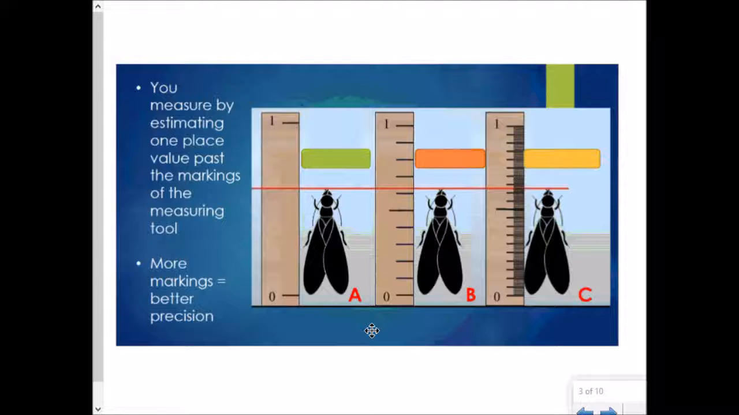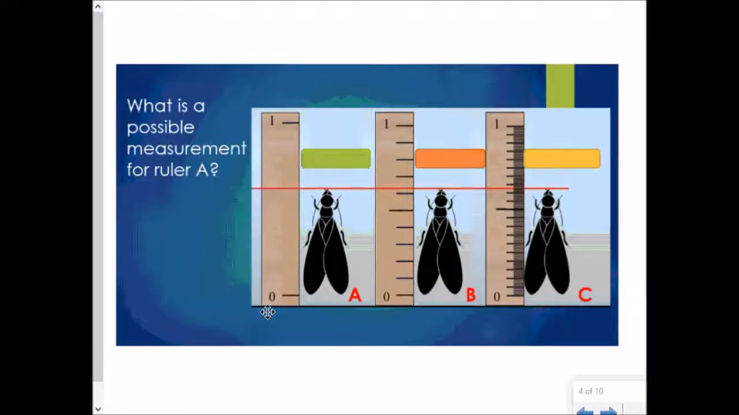So on measuring tool A, we have 0 as a tick mark and we have 1 as a tick mark. That's all we have. So basically, we have to estimate right here. That's all you get to do, right? So let's take a look. The more markings, the better precision you're going to get in your measurement.